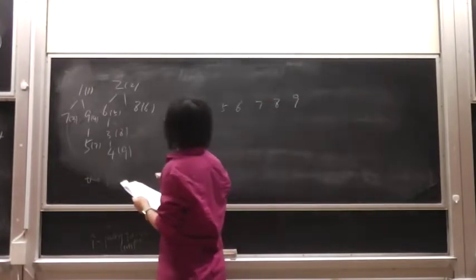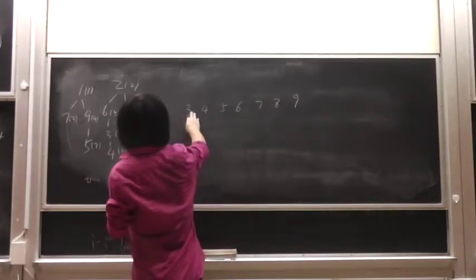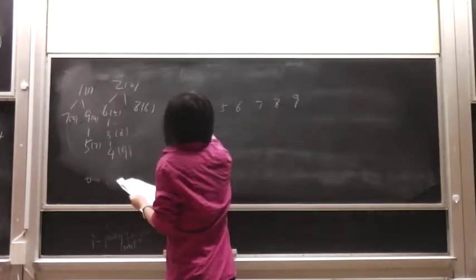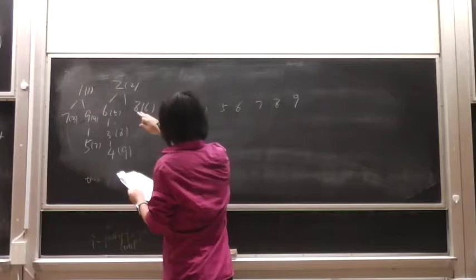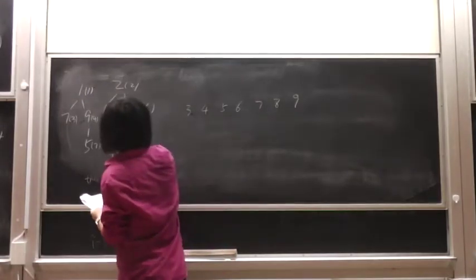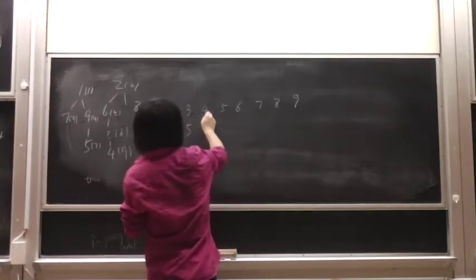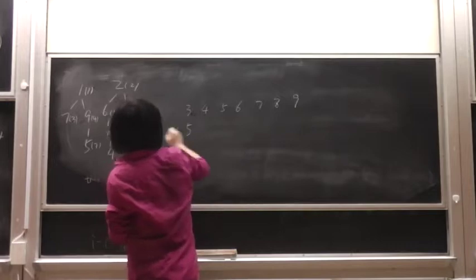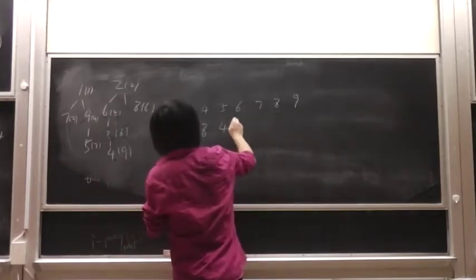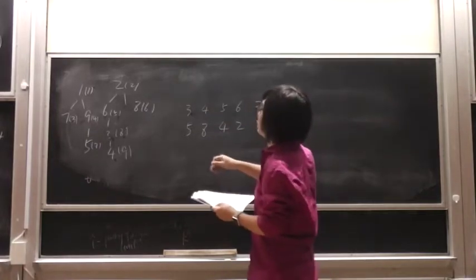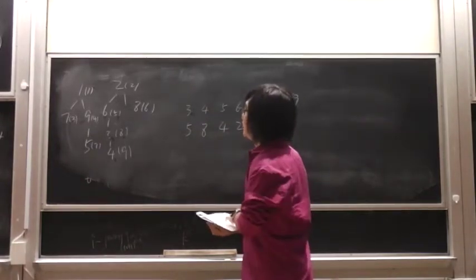So the map is very easy. We just map each vertex to its parent index. So 3 will be mapped to 5, because 5 is 3's parent index. 4 will be mapped to 8. So you can check this is correct. So we map it back to the parking function.